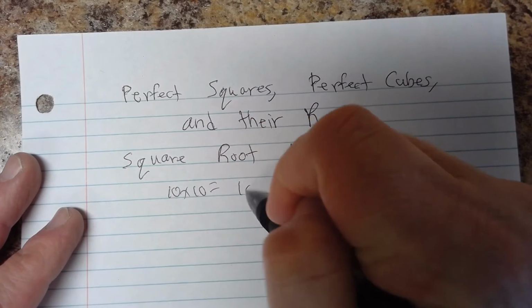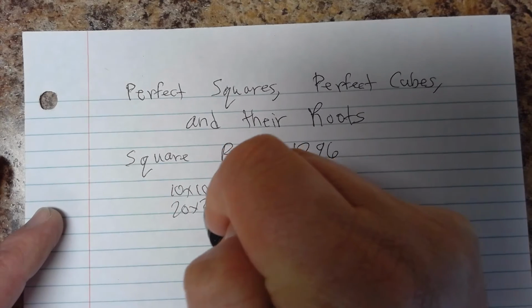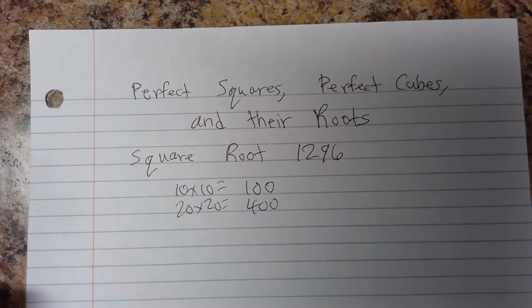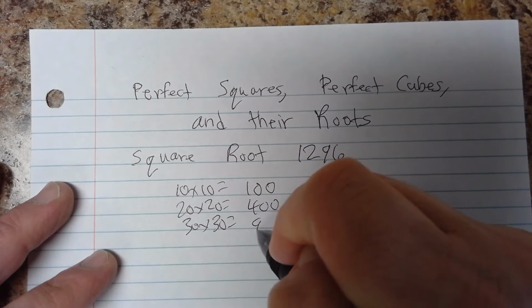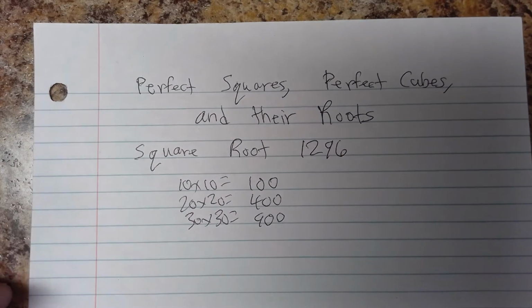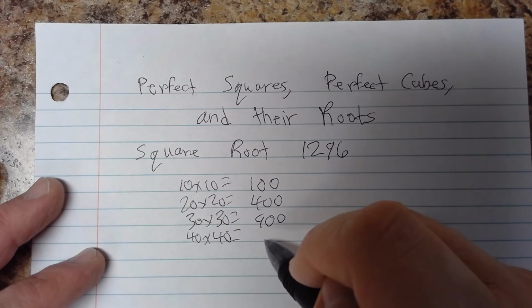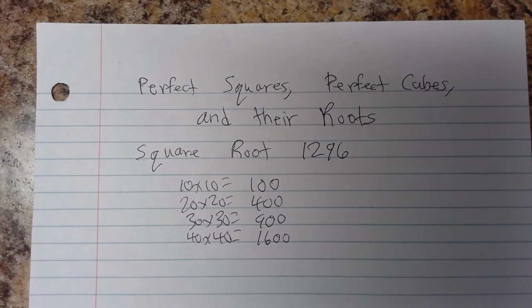If I think like this, 10 times 10 is 100. So I know that my number has to be bigger than 100. In fact, 20 times 20 is 400. So I know my number has to be bigger than 400. 30 times 30 is 900. So I know I have to be bigger than 30, but I know I'm getting close. Let's just check 40. 40 times 40 is 1,600. Now I'm bigger. So the number that I'm looking for is somewhere in between 30 and 40.